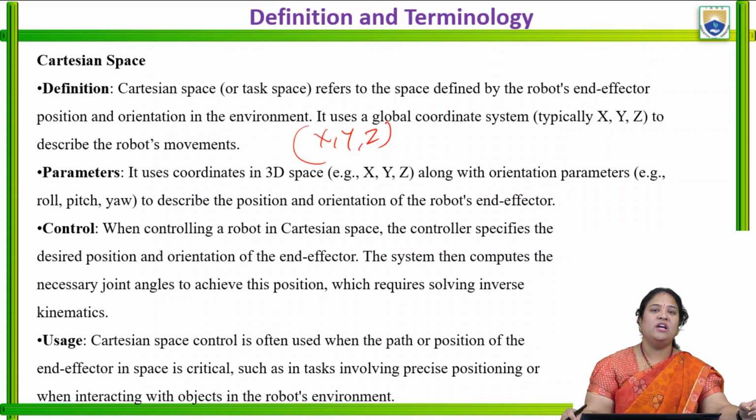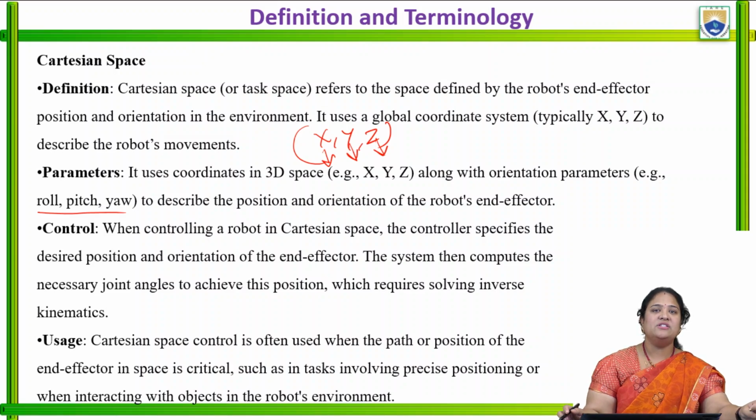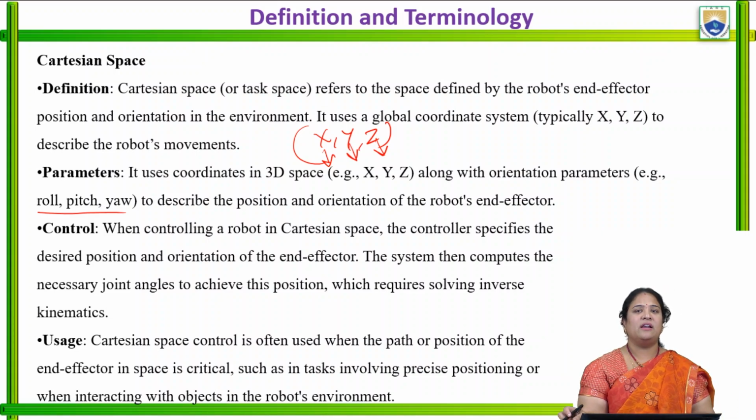And this is generally a coordinate in a three-dimensional space where we have roll, pitch, and yaw, where we describe x as the roll, y as the pitch, and z as the yaw. And this is used to describe the position and orientation of the robot's end effector. Right? When we come across the control of this Cartesian space, it is used to describe the position as well as the orientation of the end effector, where the system computes the necessary joint angles to achieve this position, which requires solving inverse kinematics.